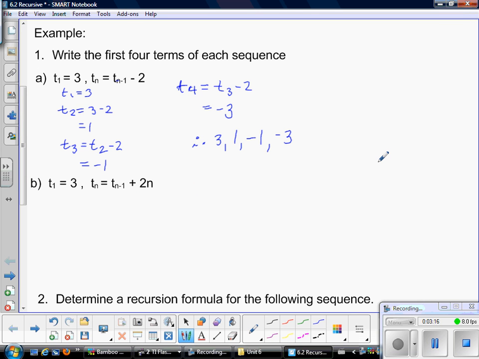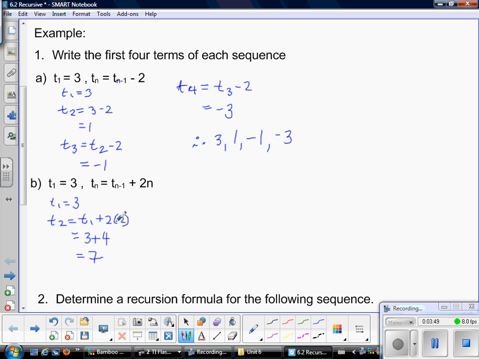So what we need to do again is t1 is 3. T2 is term 1 plus 2 times the term number I'm working with, which is 2. So that's the same as going 3 plus 4, which equals 7.